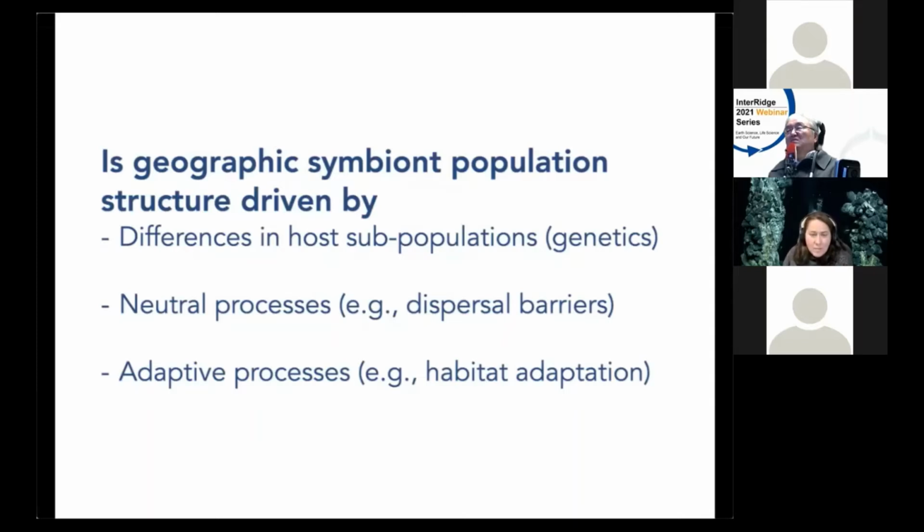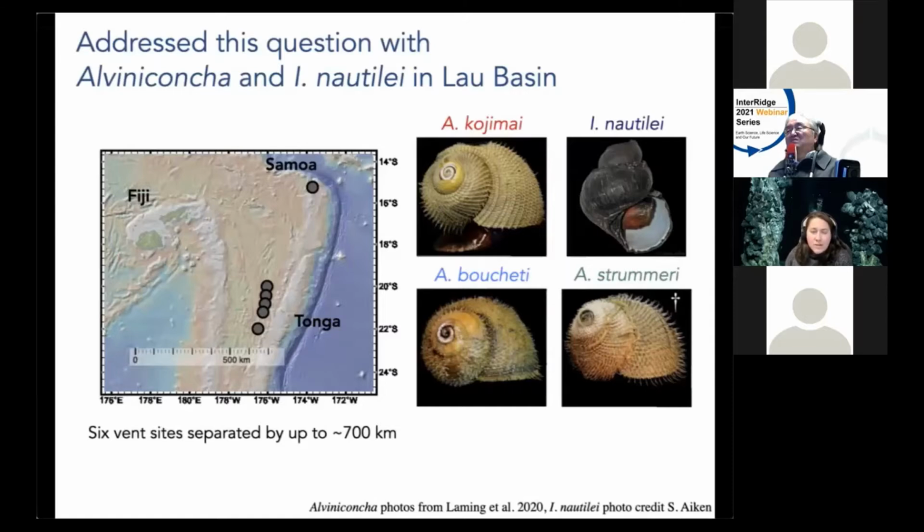So we then embarked on a sort of smaller scale study to address these questions in more detail. And this again was led by Corinna Breusing, the postdoc in my lab. And in this case, we were focused on Alviniconcha and Ifremeria from the Lau Basin, near Tonga and Samoa and Fiji. So this here shows 6 vent fields separated by up to about 700 kilometers in the Lau Basin that we were able to sample these individuals from.